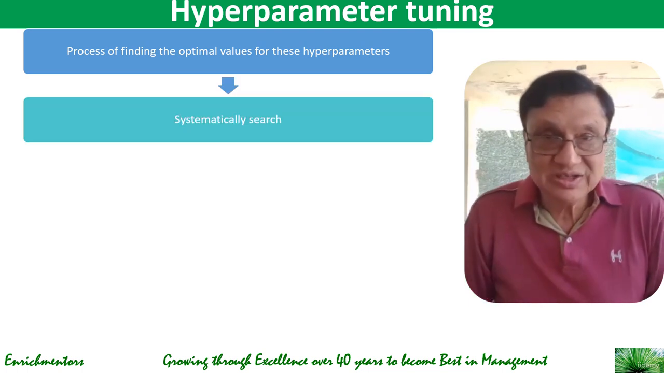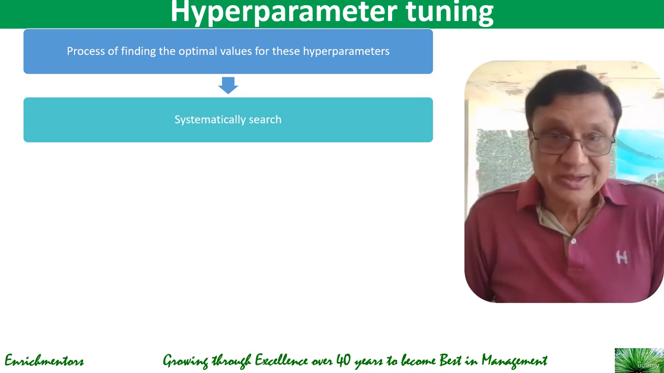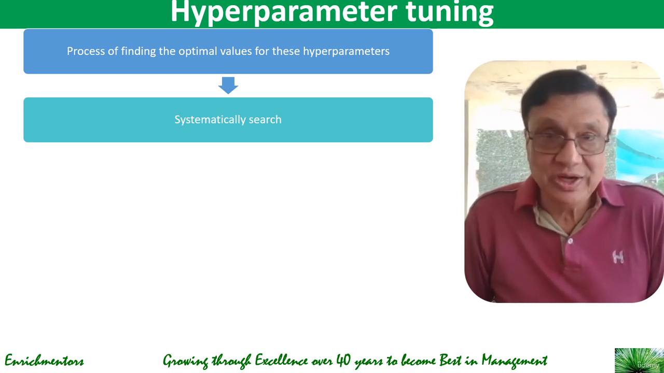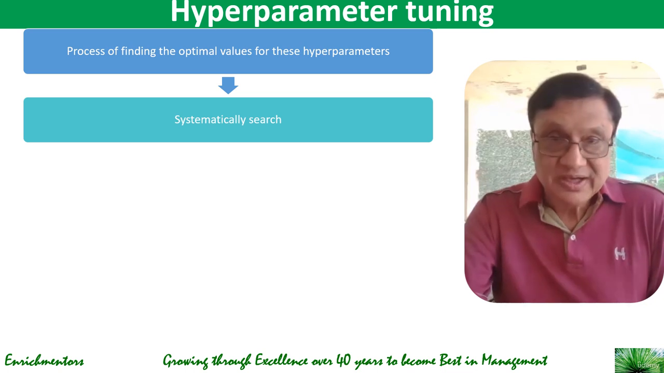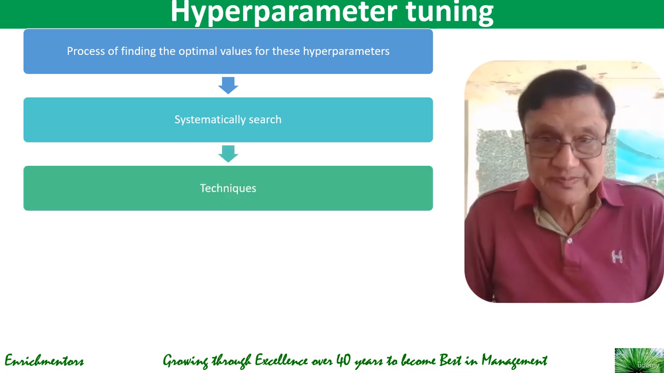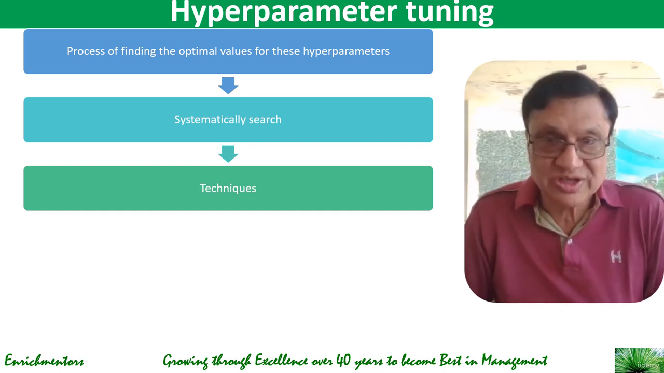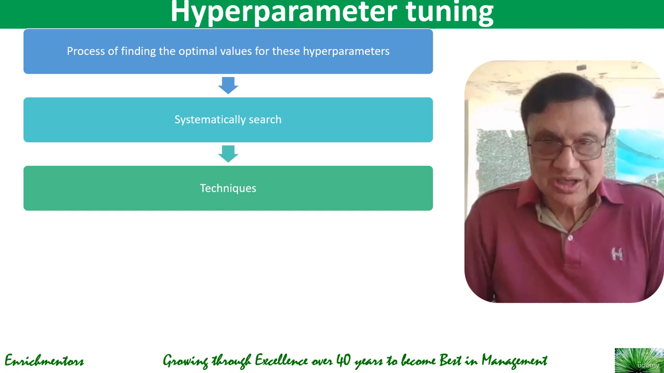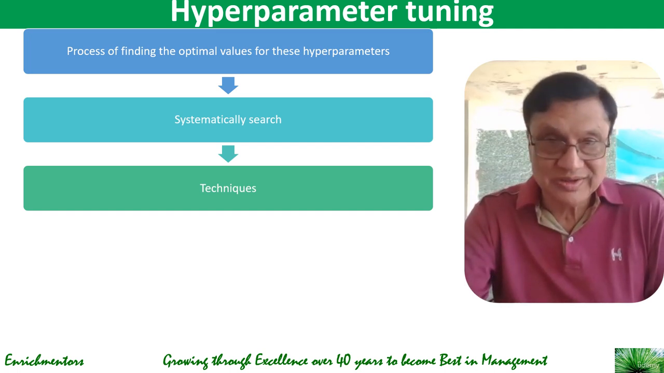It involves systematically searching through a predefined hyperparameter space. So there's a predefined space within which you need to find the right value systematically and evaluating the model's performance for each combination of hyperparameters. So it's quite a painstaking task. And what are the techniques for hyperparameter tuning? Now, the techniques include grid search, random search, and more advanced methods like Bayesian optimization and genetic algorithm. And we will take a look at these as we go forward in this lecture.